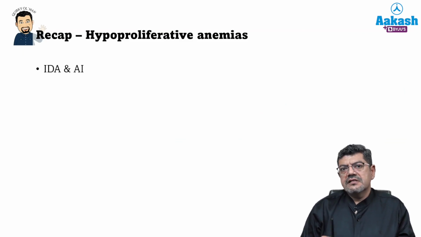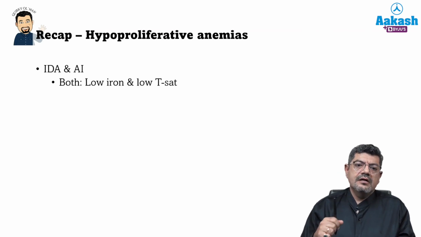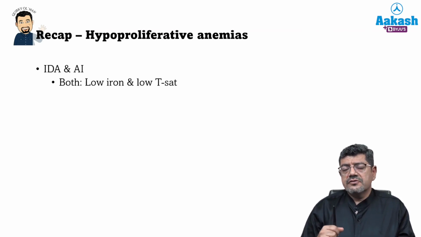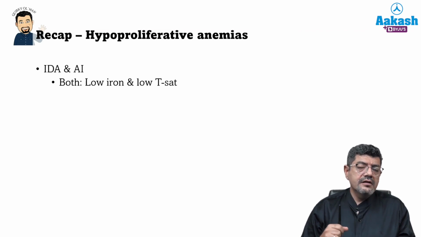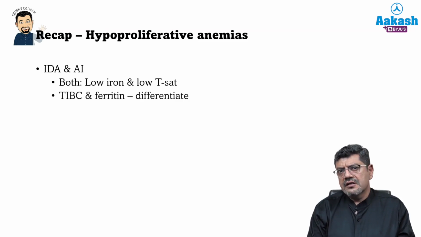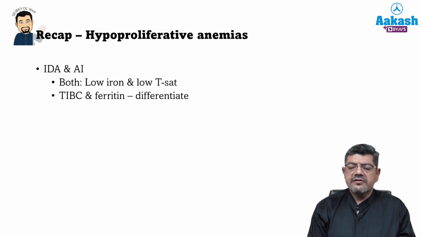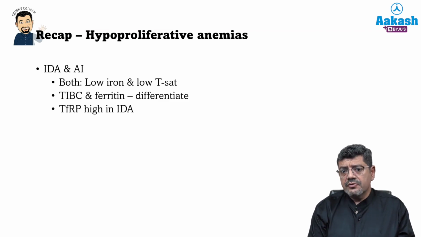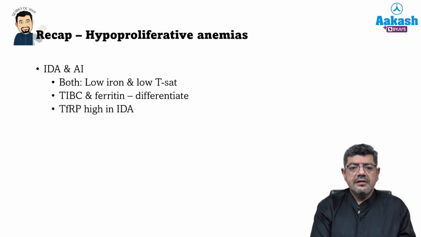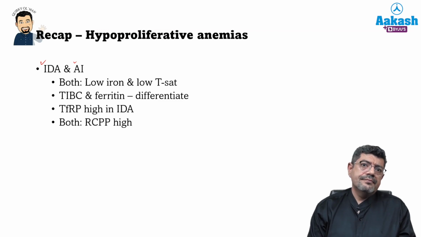So we discussed iron deficiency and anemia of inflammation. We said that in both the serum iron and transferrin saturation would be low. What would be different are the TIBC and the serum ferritin. The TIBC is high in patients with IDA and it's low in patients with anemia of inflammation. The ferritin is normal in anemia of inflammation. It is low in patients with iron deficiency anemia. The transferrin receptor protein is high in absolute iron deficiency. Red cell protoporphyrin is high in both absolute and relative iron deficiency. So red cell protoporphyrin will be high in both iron deficiency anemia and anemia of inflammation, right?